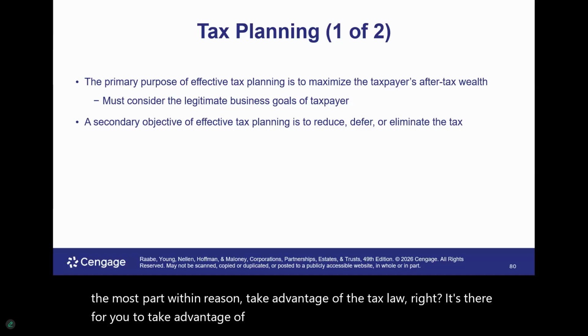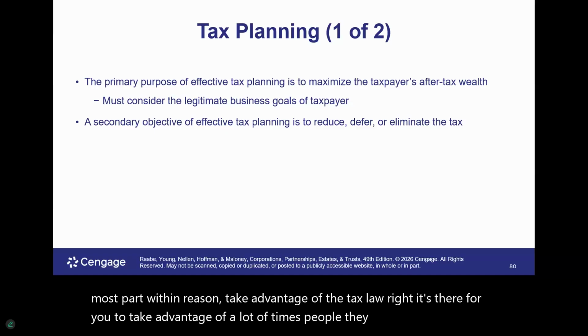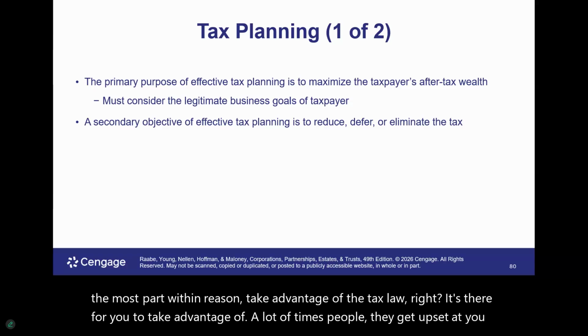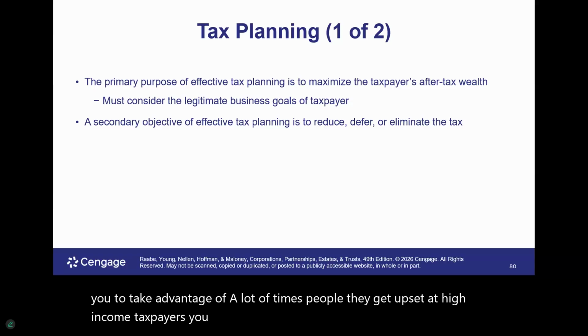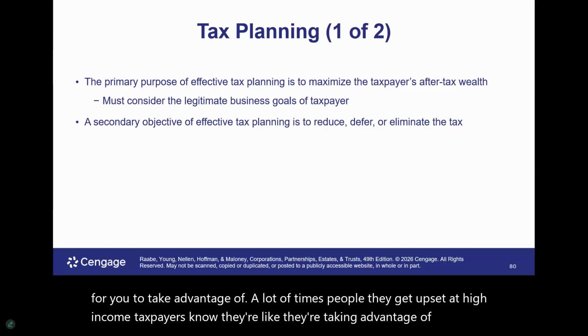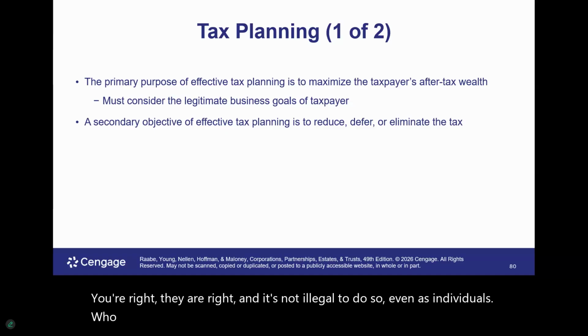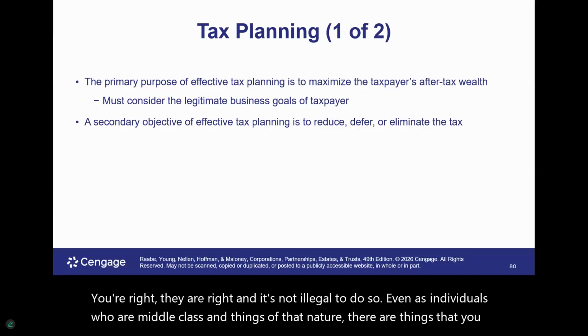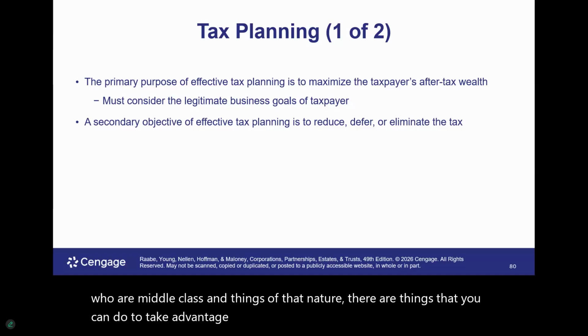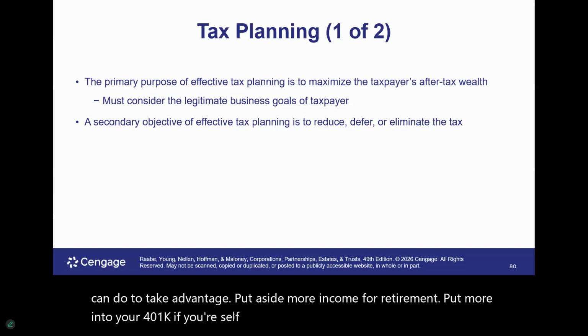A lot of times people get upset at high income taxpayers taking advantage of the tax law. You're right, they are, right? And it's not illegal to do so. So even as individuals who are middle class, there are things that you can do to take advantage. Put aside more income for retirement. Put more into your 401k. If you're self-employed, max out your self-employed contributions.